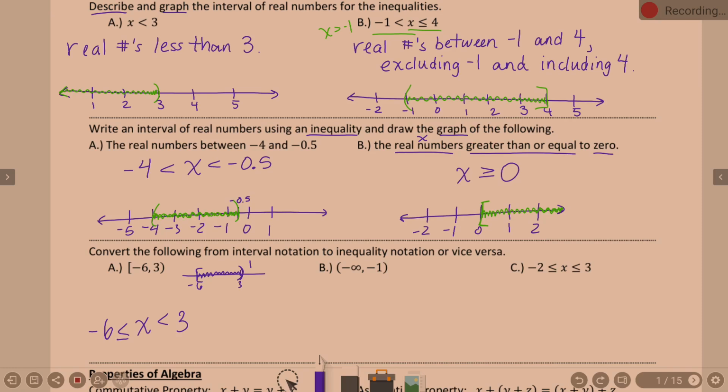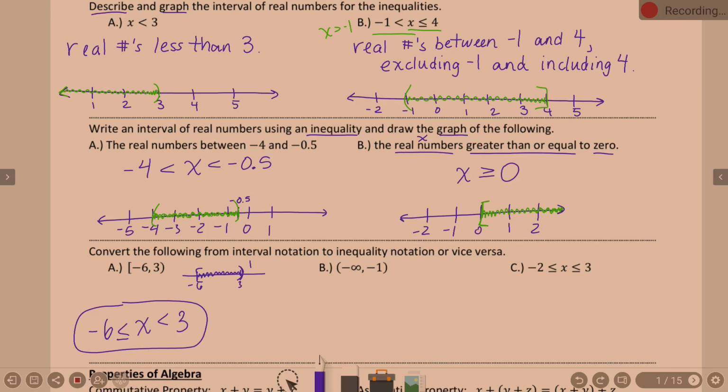Okay? In a typical expression like this, when you put x in the middle, if it's shading in between the numbers, which is the only time we can use this expression, you have the smaller number on the left, the bigger number on the right. These will always be less than symbols. So -6, less than or equal to x, less than 3. Does that make sense? Okay.